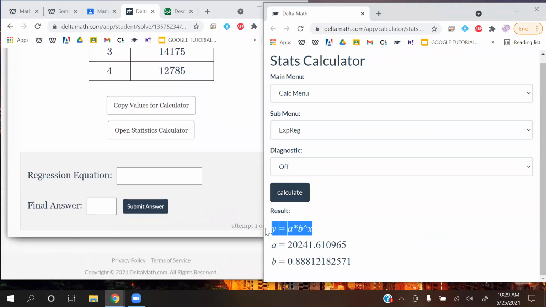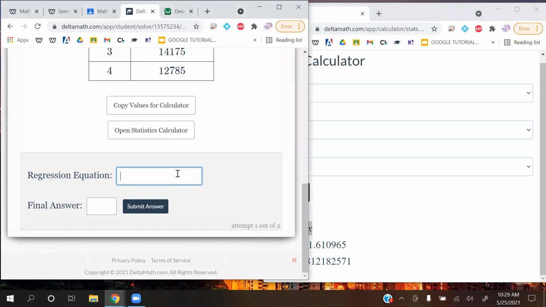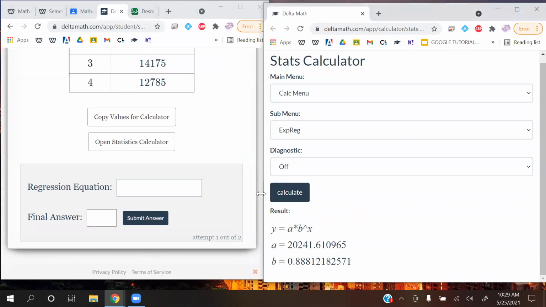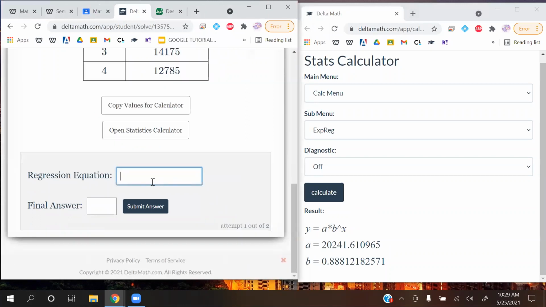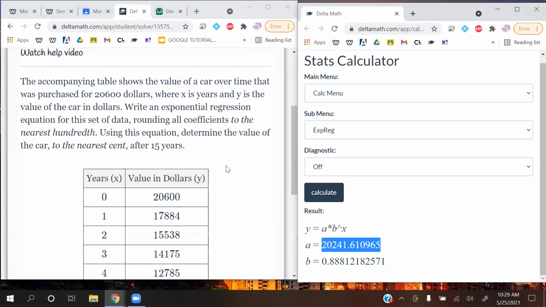So you will notice the format of the equation is right here. Y is equal to a times b to the power of x, just like we did in our last example. Actually, I'm going to make this one smaller. There we go. Okay, so I'm going to type y is equal to a. I don't want to type the letter a. I'm just going to type this number. And I'm going to round it to the nearest hundredth, like it asked me to right here. Nearest hundredth. So that's 2 decimal places.